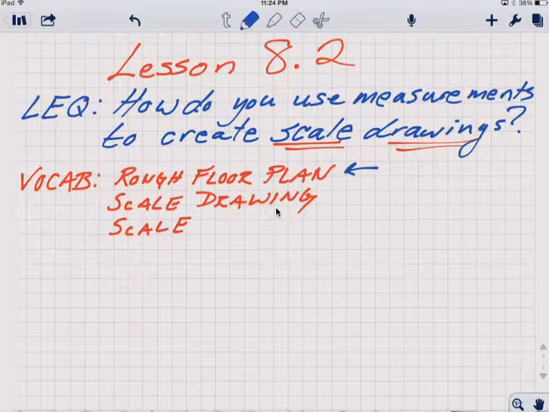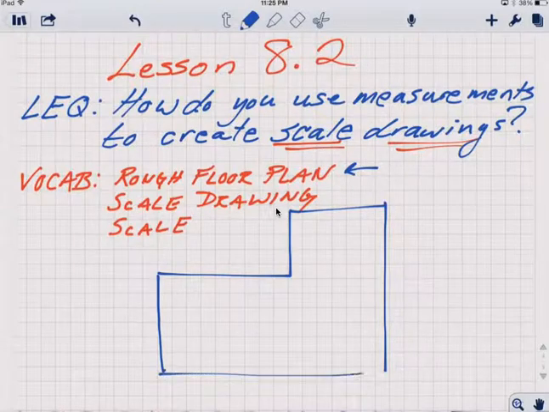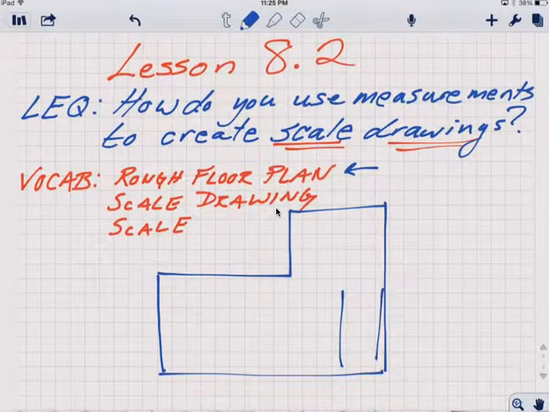A rough floor plan is based on estimation. There are no exact measurements in a rough floor plan, but it should be something that represents whatever it is that you're measuring. Right now I'll draw a quick rough floor plan for the room that I am in right now, which is in the basement of my house. It's kind of an L-shaped room that comes off this way, and I have steps that come down into the basement over here.